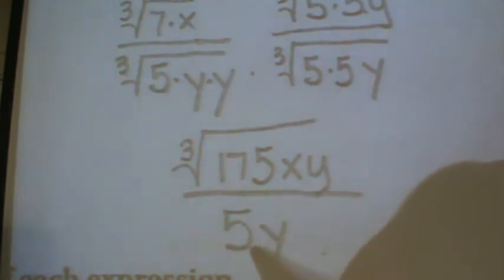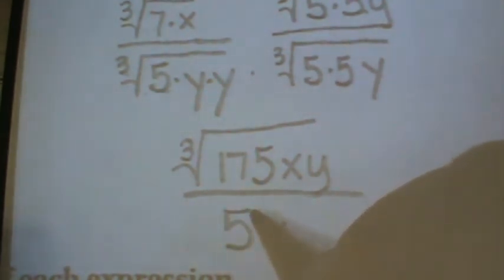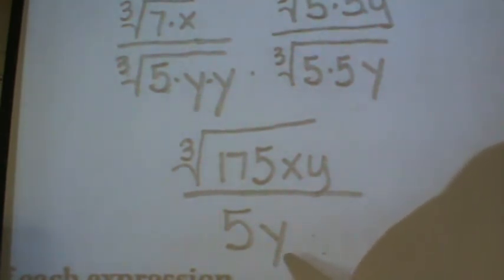Now, what was our goal? Our goal was to get rid of the radical in the bottom. Did we do that? Yes. We absolutely did. Can I cancel these 2 y's out? No. Can I divide 5 into 175? Why not? What's the reason? It's under a radical. Very good. So these are not like terms.